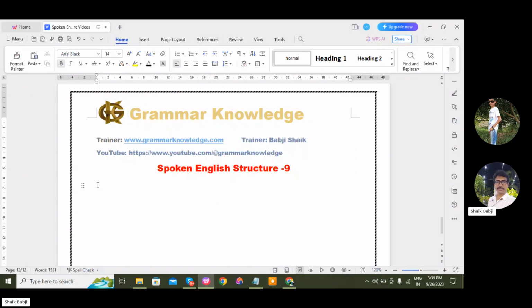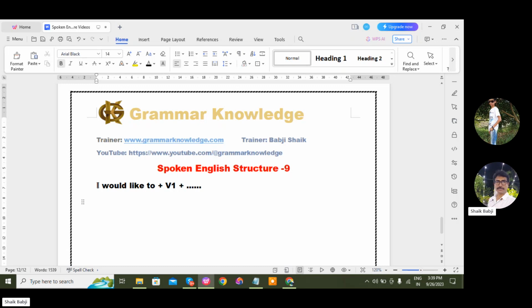The ninth structure. What is this ninth structure? The structure is "I would like to." After "I would like to," we have to use V1, the first form of the verb. Okay, this is the structure: I would like to plus V1.